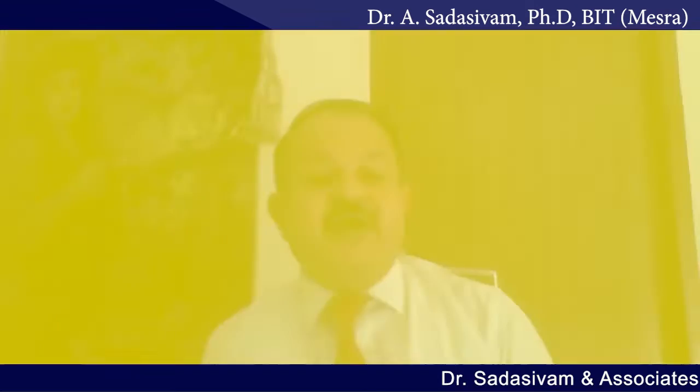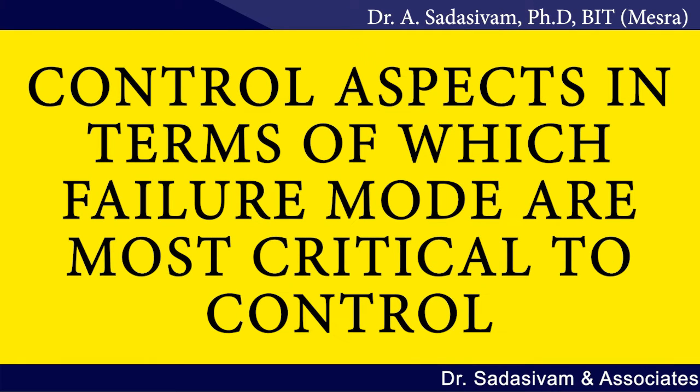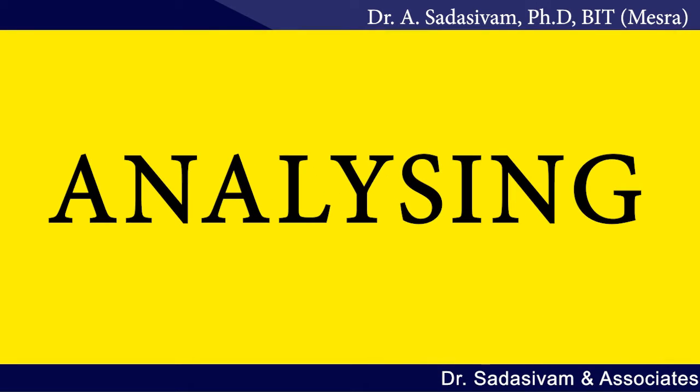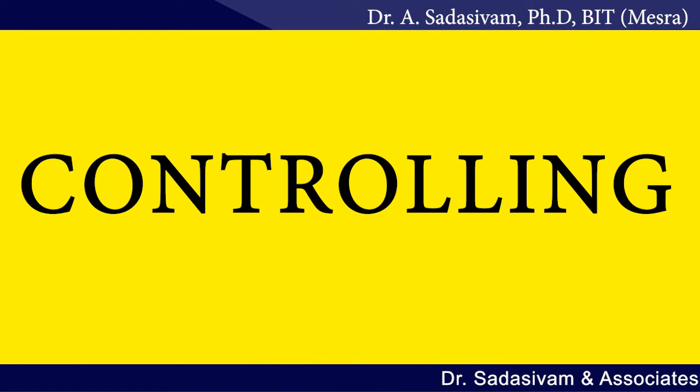We will be taking up each of these risks, and first we will analyze that, and secondly, it is the improvement stage in terms of what actions we have taken and what kind of impact it can have, especially as far as the outcome is concerned. And then thirdly, we will also be talking about the control aspects in terms of which failure modes are most critical to control, so that those can be included as part of our control plan. So typically we will be talking about three things: analyzing, then secondly, how do we improve that, and thirdly, how those things can be controlled.